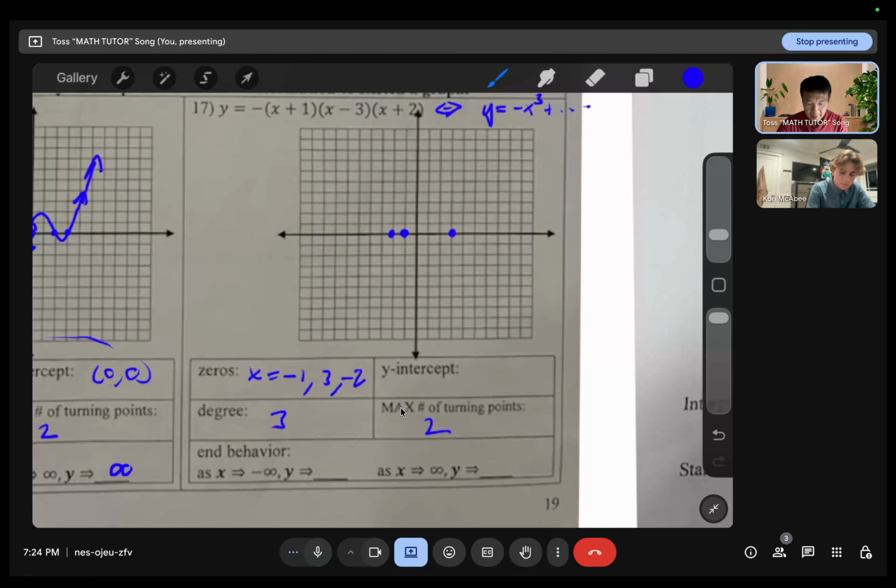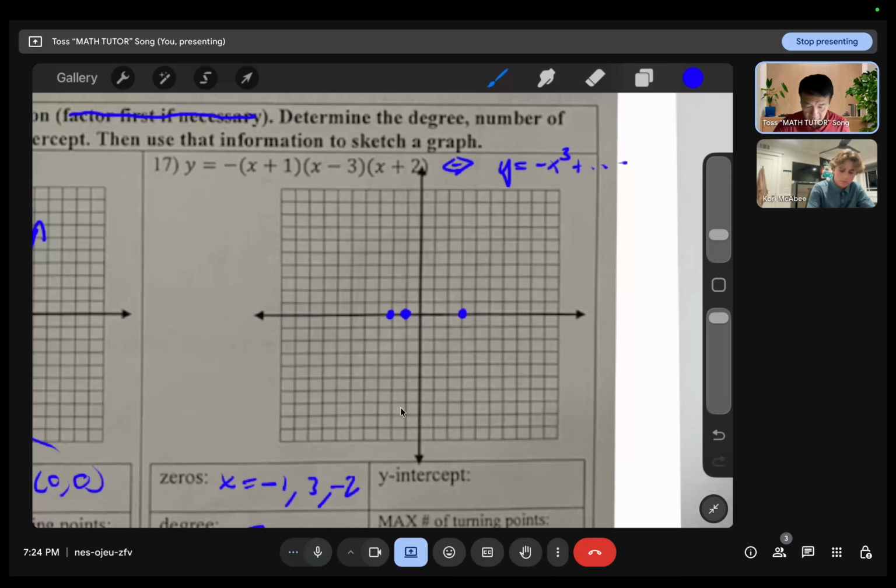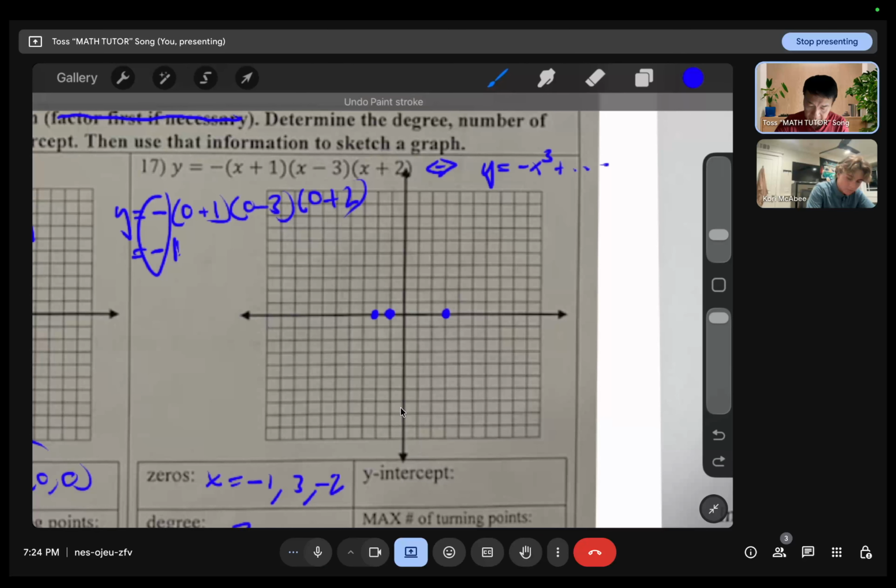All right, y-intercept. Okay, let's do the y-intercept. Let x equal 0. I'll cramp it in here. It'll be a negative (0 plus 1)(0 minus 3)(0 plus 2). So if you clean this up, it'll be a negative 1. This negative is this negative here, and the 1 is from the parenthesis. I'll even parenthesize it.